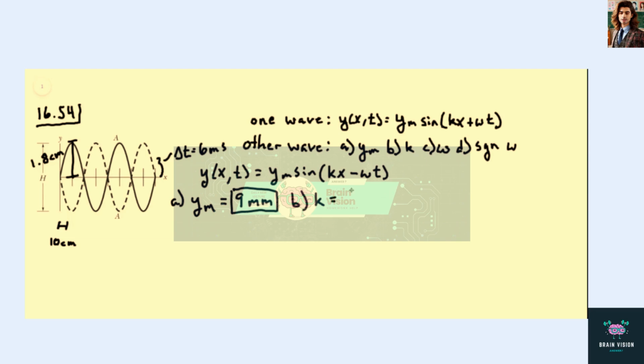So the wave number is 2 pi over the wavelength. And we can just look at this and see that the wavelength is 10, 20, 30, 40 centimeters. So the wavelength is 40 centimeters. And so the wave number is going to be 16 radians per meter.